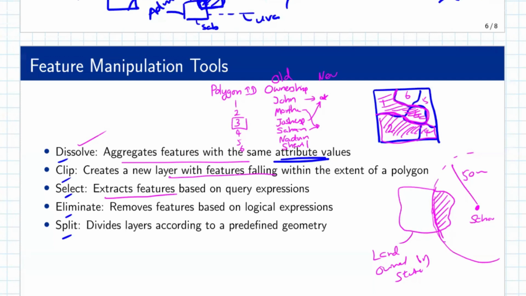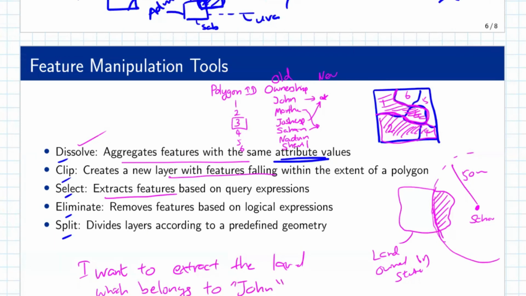Let's go back to this example where you have now new ownerships. Polygon 1 and 3 no longer belong to John and Joseph. It actually belongs to John. So if you need to extract features based on a query expression, let's say I want to extract the land which belongs to John. So if I do this query, I can say select John, then attribute value John will be selected in all these cases, and land lots 1 and 3 will be shown selected or highlighted. So you can do operations on the selected features. That's what we call select operation.